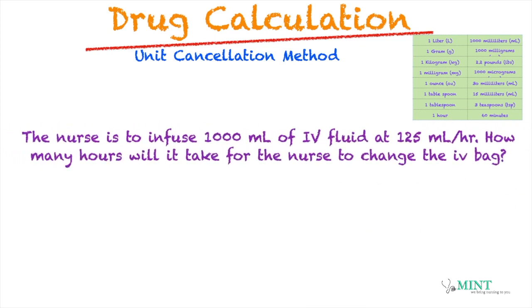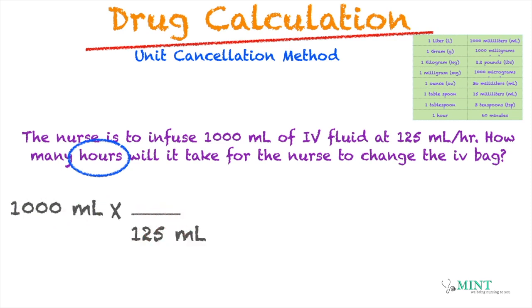The nurse is to infuse 1000 ml of IV fluid at 125 ml per hour. How many hours will it take for the nurse to change the IV bag? Again, what is it looking for? How many hours? Now let's write down what is given. 1000 ml, multiply that to 1 hour over 125 ml. Now I know it says 125 ml per hour, but for us to use the unit cancellation method, we are going to write it like this. In this way, we're able to cancel mLs and we're going to be left with hours. So 1000 times 1 divided by 125, that will give us 8 hours.